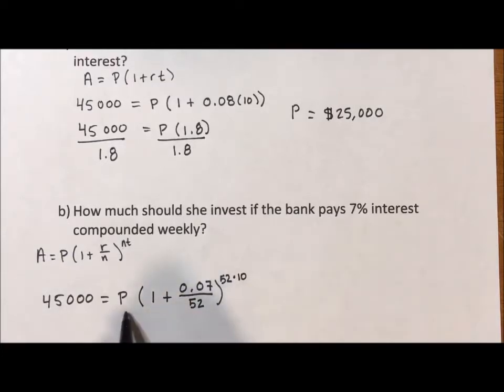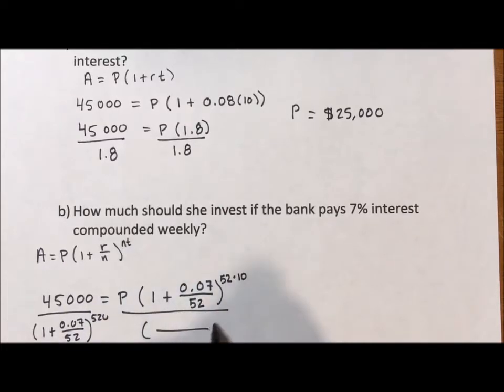This I'm not going to try to simplify like I did the last time. I'm just going to take both sides of this and divide by 1 plus 0.07 divided by 52. I will take 52 times 10 and make it 520. Because this is going to be a repeating decimal or an irrational number, and if you start going to decimals, you're going to get rounding errors, and I like to avoid that.